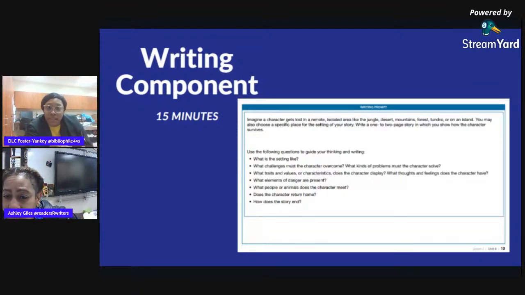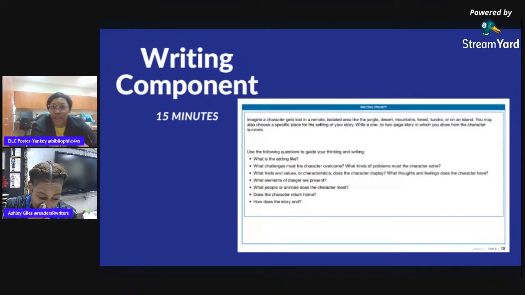I wish I could read it. It says, imagine a character gets lost in a remote, isolated area like the jungle, desert, mountain, forest, tundra, or on an island. You may also choose a specific place for the setting of your story. Write a 1 to 2 page story in which you show how the character survives. And then there are some prompts to guide their thinking. Thank you for saying that, Sarah. It does indicate in the curriculum it's not a pirate story, but they're using the structures of Treasure Island to help them write their story for this prompt.